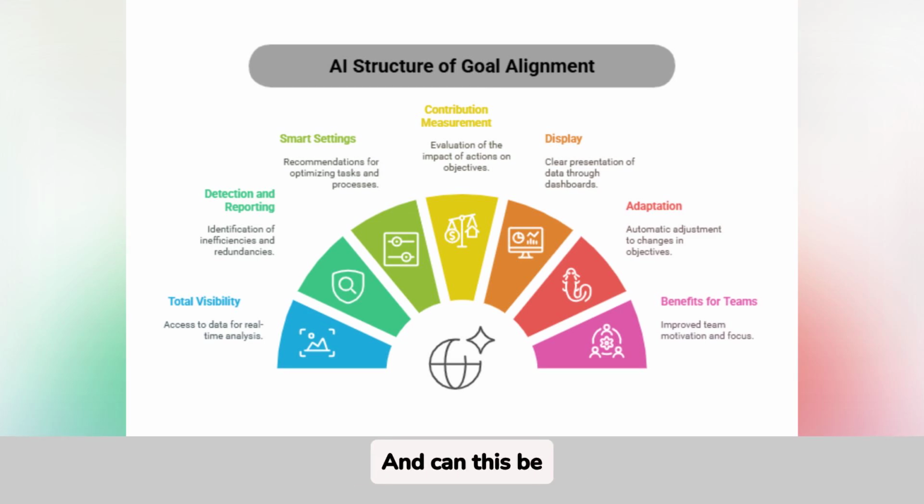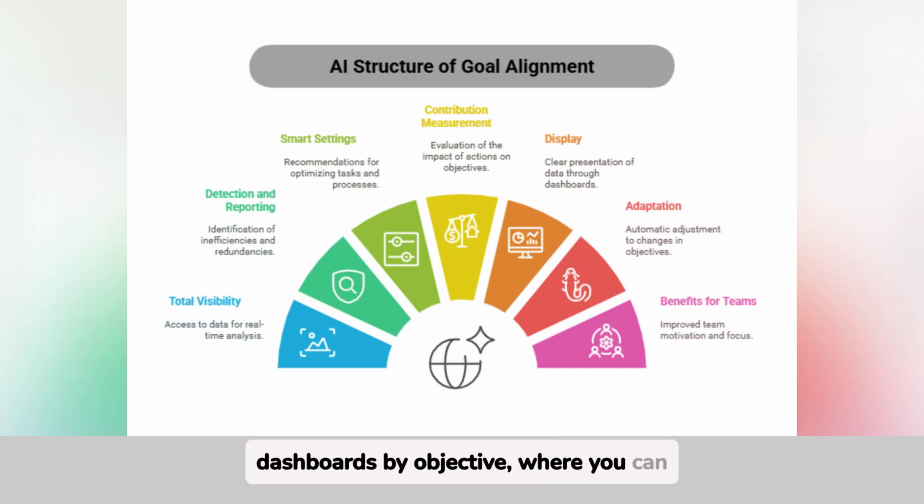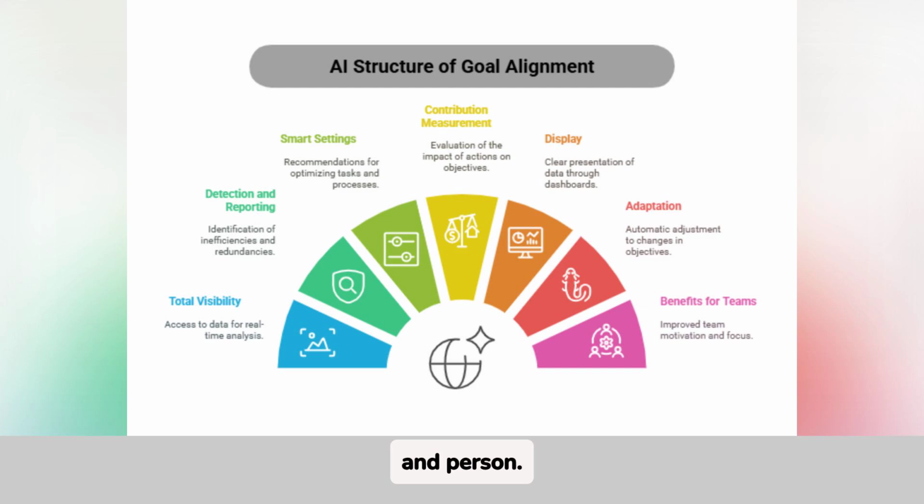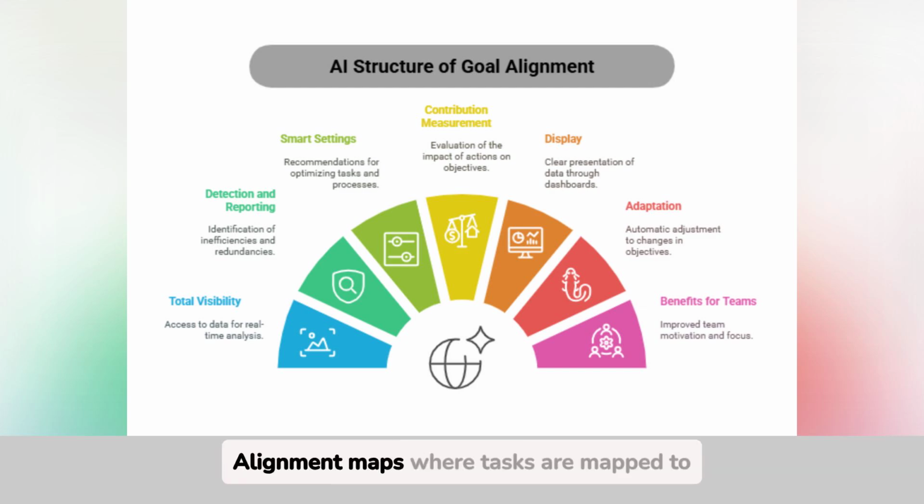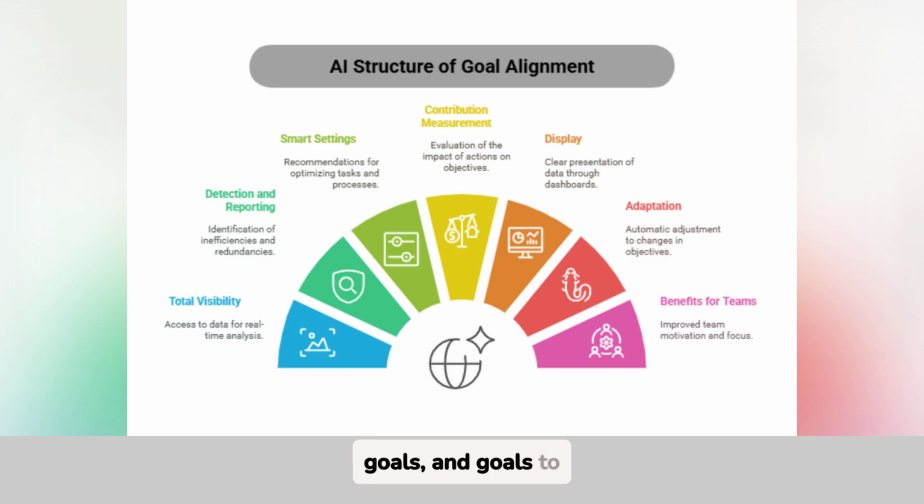And can this be visualized? Yes, and very clearly. You have dashboards by objective, where you can see contribution levels by area, team, and person. Historical evolution of alignment. Alignment maps where tasks are mapped to goals and goals to results. You can even see graphically how well each team is achieving quarterly or annual objectives.